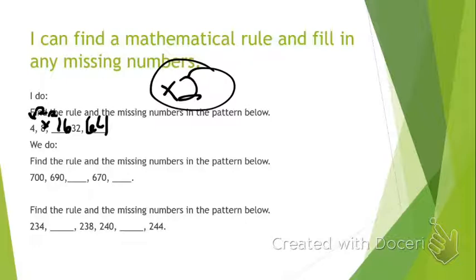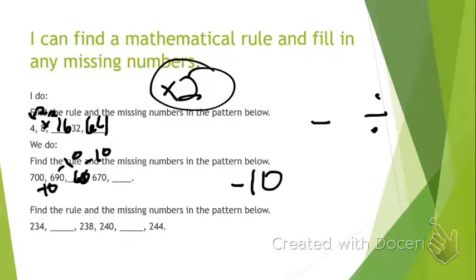It's getting smaller. So that means it's either subtraction or division. Okay? I'm going to try subtraction because I think that's the easiest one. It won't always work, but I'm going to at least try it. So I need to think, okay, I started at 700 and then I got to 690. That's subtracting 10, right? Okay, so 690 minus 10 more is going to give me 680. 680 minus 10 more is going to give me 670. So does it work? Hopefully you're saying, yeah, it does work.